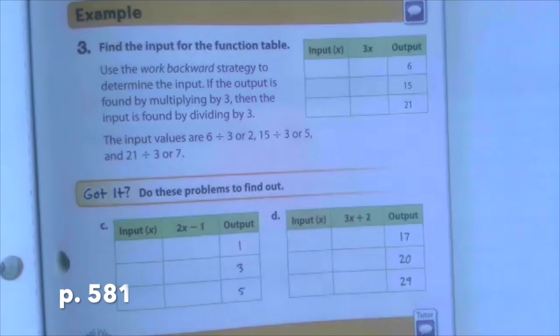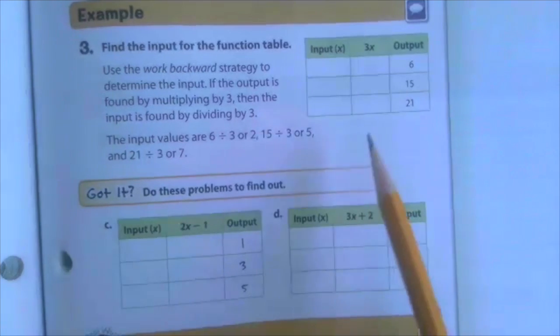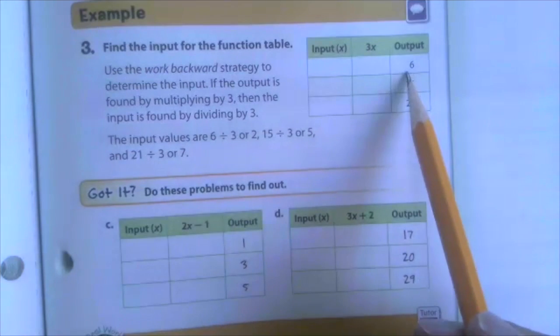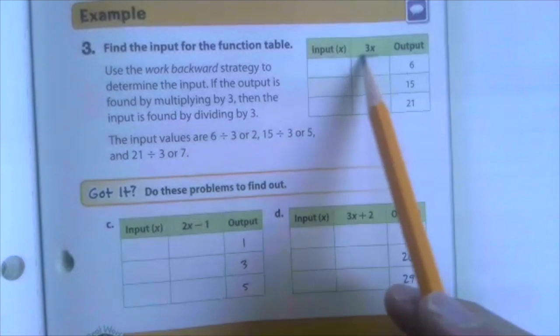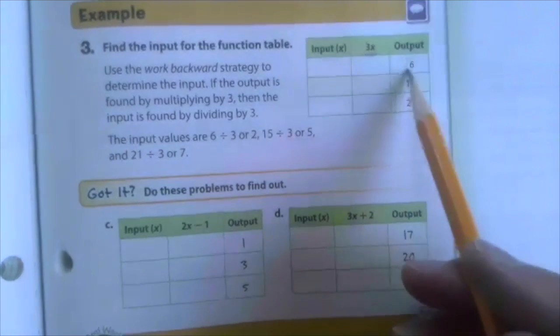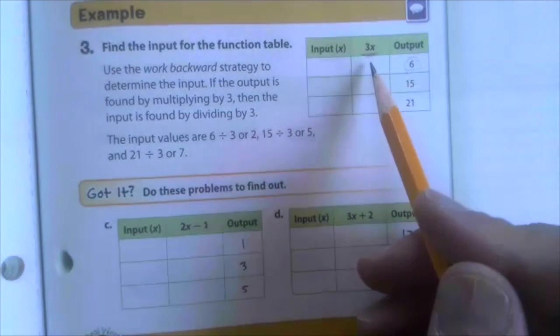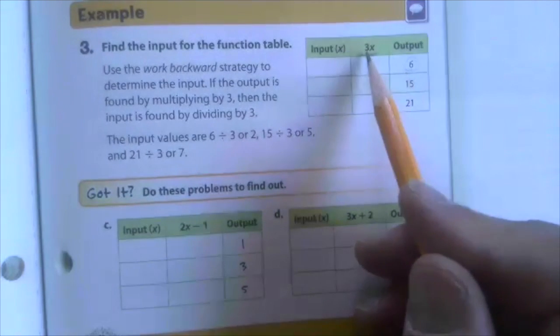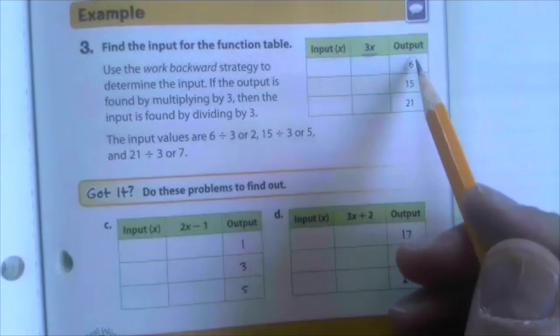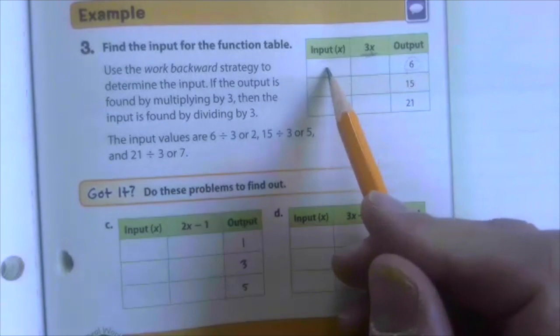Okay, now we're on page 581, on the next page. And now it's getting a little bit harder, because those first function tables were super easy. Now we have to do it backwards. Here they give you the output and the function, and then you have to figure out what the input is. So if the output is 6, that means 3 times something equals 6. So we have to do the opposite. What's the opposite of times 3? Divided by 3. So 6 divided by 3 is 2.